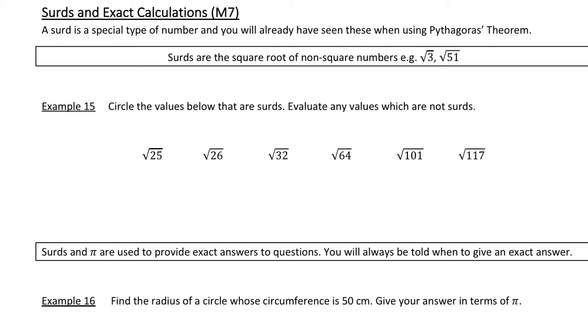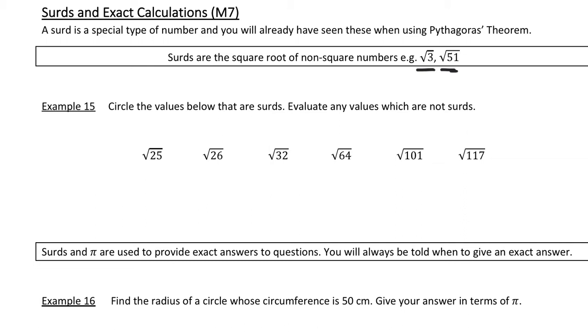So surds are the square root of a non-square number. For example, 3 is not a square number, so when you do the square root of 3, it's not going to work out nicely. Likewise, 51 is not a square number, so when you do the square root of 51, it would not work out nicely. So these are two examples of surds.